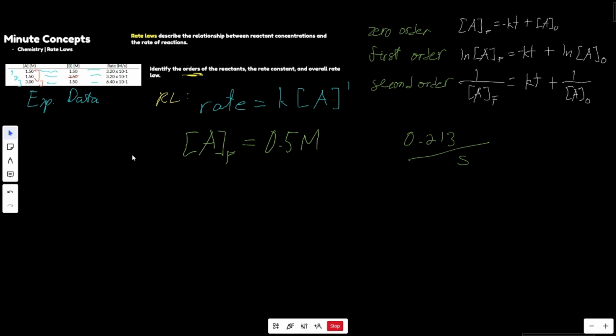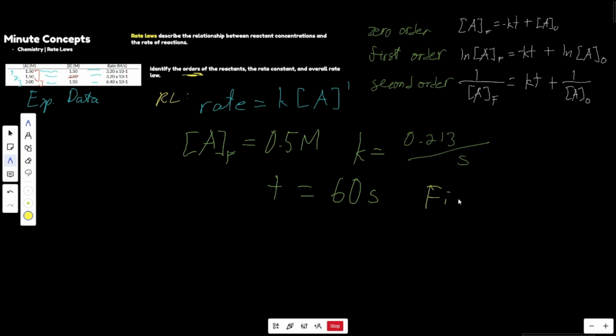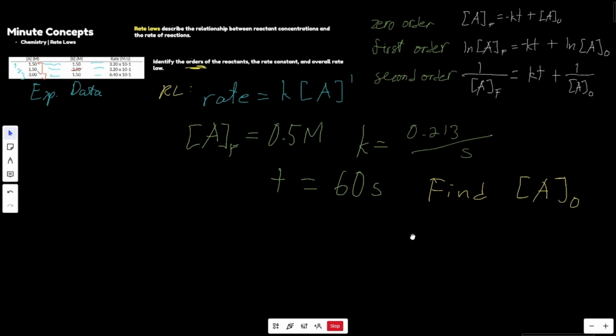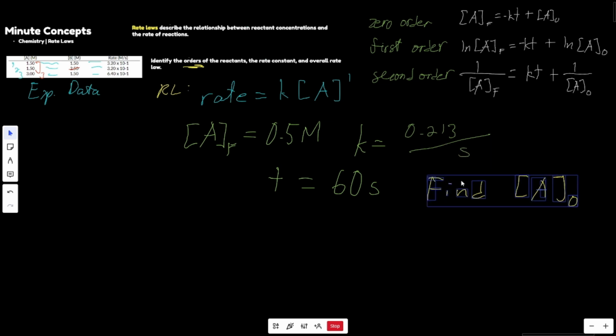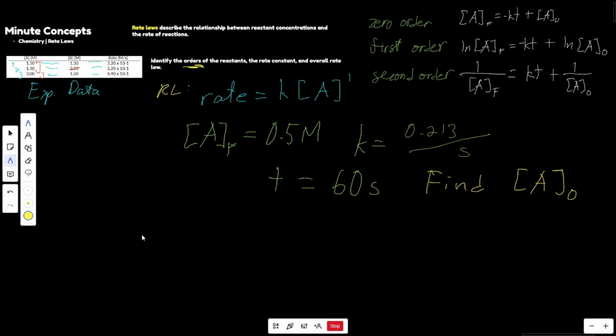So our K is equal to that. Now let's say our time in this problem is equal to 60 seconds. What we're looking for is to find the initial concentration of A. We know that our order of reaction here is 1, so we're going to lay out our integrated rate law.